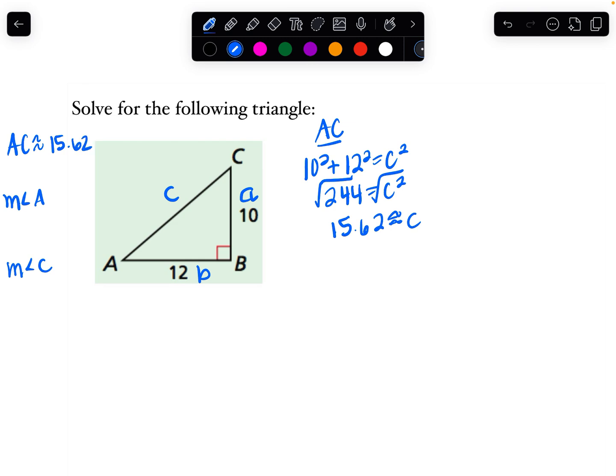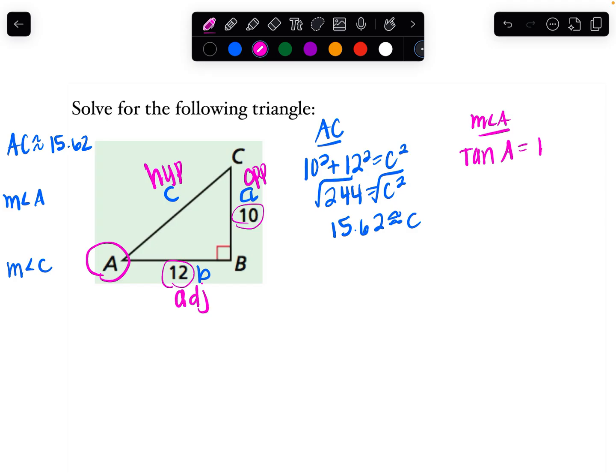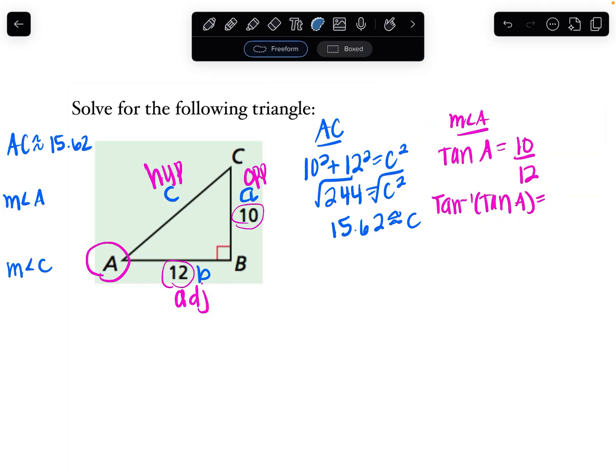Now we're going to find the measure of angle A. That's our reference angle. We have our hypotenuse, our opposite, and our adjacent. It looks like we're dealing with opposite and adjacent again, so tangent. So tangent of A is 10/12. Do inverse tangent on both sides. The tangent and inverse tangent cancel, so the measure of angle A is approximately 39.81 degrees.